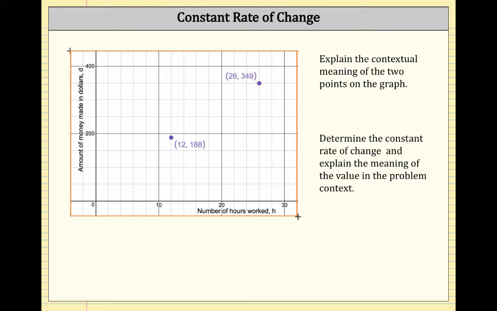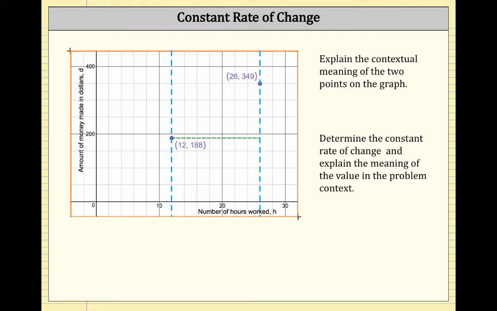Determine the constant rate of change and explain the meaning of the value in the problem context. In order to figure out the constant rate of change, the first part is we need to see what the changes are. So we're going to look at the constant rate of change between (12, 188) and (26, 349). So let's begin. The first thing we would want to do is figure out the change of the input. The inputs in this case would be from 12 to 26. So I'll use a little green line over here to represent that visually. Then if we're looking at the change, the change in hours increases by 14. So from 12, if we change by 14, we get to 26. The change in hours is 14. Or you could simply think of it as 26 minus 12 gives you 14, which is a way to determine the change from 12 to 26.